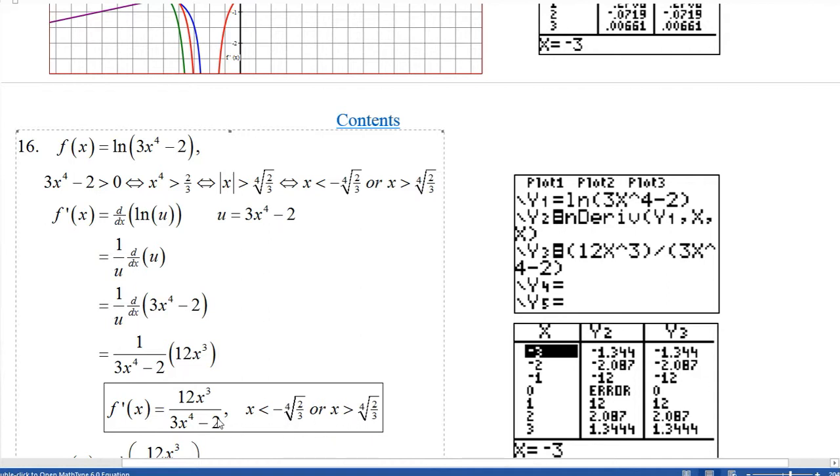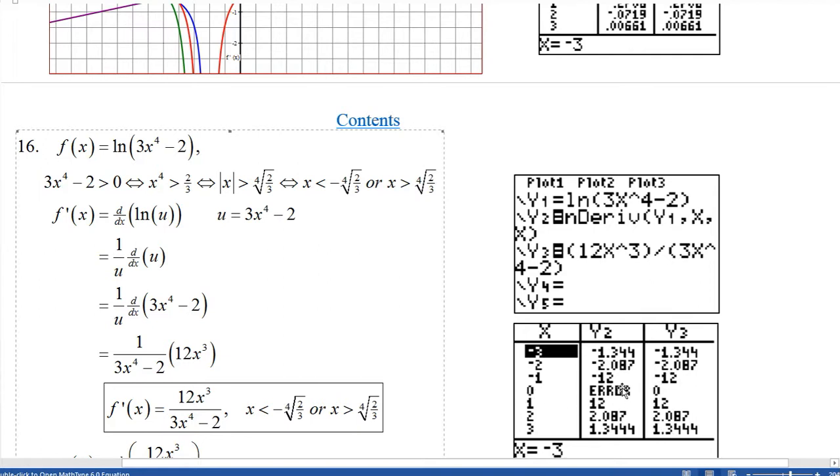Okay, so as we usually do, we let the original function, ln of 3x to the fourth minus 2, go in y1. Let y2 be the numerical derivative of y1 with respect to x evaluated at x. Let y3 be our answer, 12x cubed divided by 3x to the fourth minus 2. Notice parentheses around the numerator, parentheses around the denominator. Turn off y1, turn on y2 and y3, check the tables, and we see they're the same.